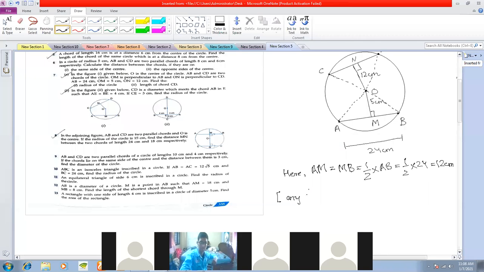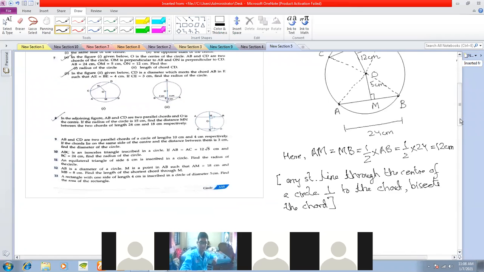Any straight line through the center of a circle perpendicular to the chord bisects the chord. Or you can write "bisects it", no problem. So we have found the length. What is this length here? This length is 12 and this length is 12.